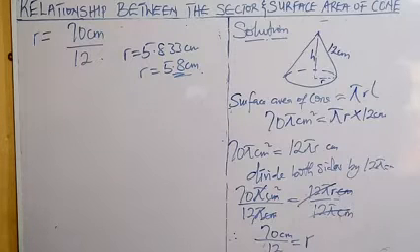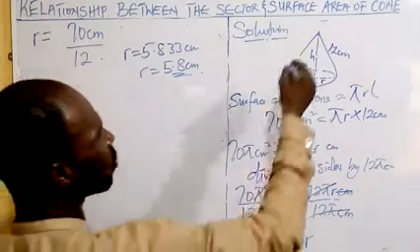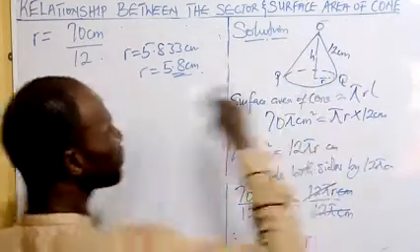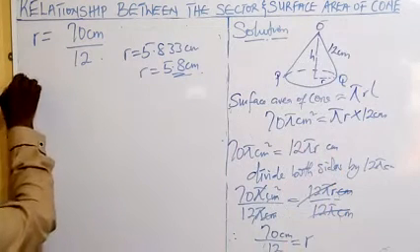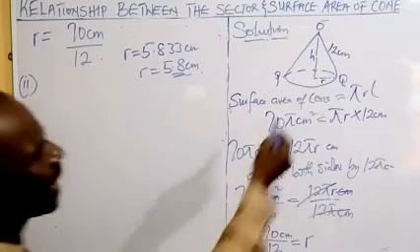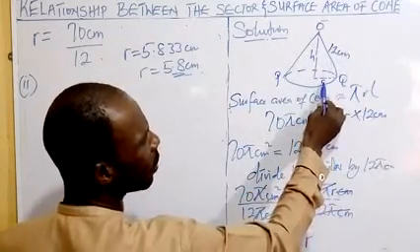The second question says that we should find the perpendicular height of the cone. Now, for the perpendicular height of the cone, we can call this O, call this P, call this point Q. All right, number 2, we want to find the perpendicular height of the cone. Now, look at this height. That's what we are looking for. And we've gotten the value of our radius.